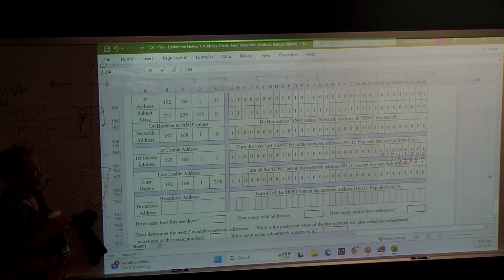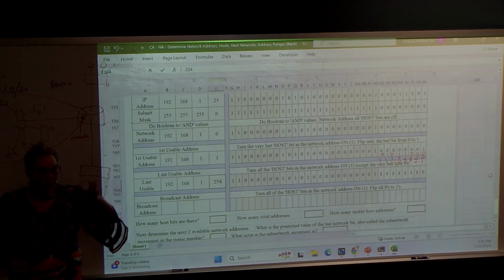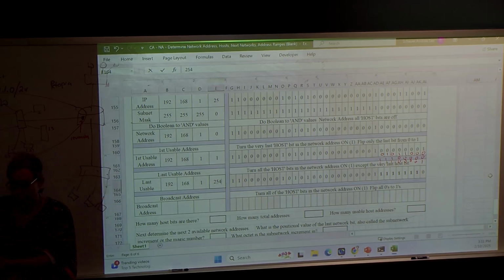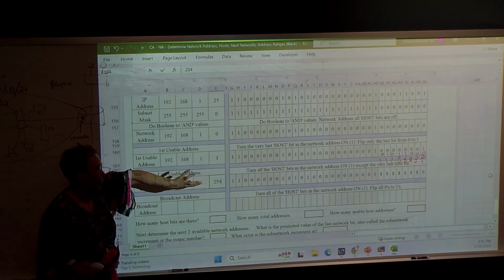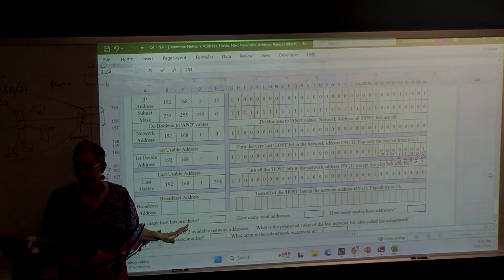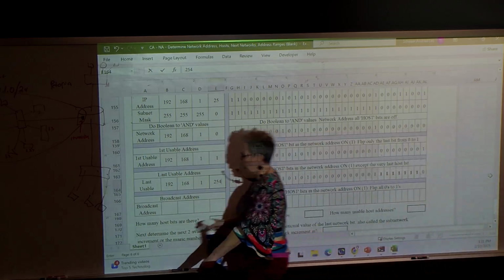Now, what if I had like a /28? Do I have more usable addresses or less usable addresses? Less. Remember, the bigger the subnet mask, the smaller the number of hosts you have. The smaller the subnet mask, like if I had a /16, I've got a gazillion addresses, a lot more, right? But the process of flipping the bits is exactly the same. Okay, so let's go back.